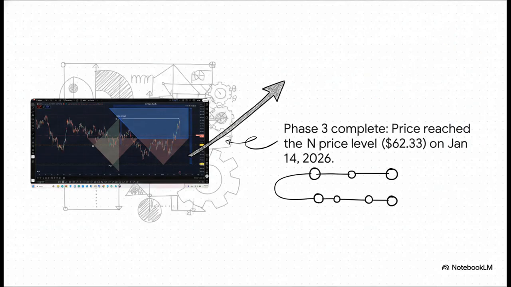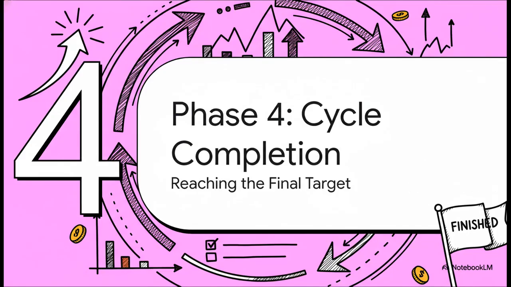All right, this next slide shows us the next major milestone. So after hitting that lower boundary, the price continued its move up. Then, on January 14, 2026, it hits that end price level right at $62.33. And with that, phase 3 is officially in the books. And that brings us to the final phase of this whole journey. Phase 4 is all about the completion of the cycle. This is where we get to see if the price action reached its final, defined conclusion according to the model.